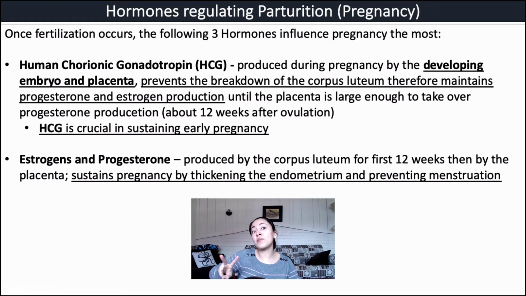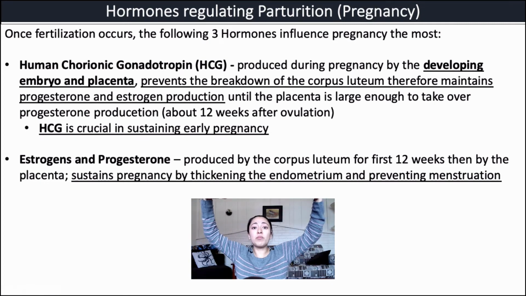So the other 2 hormones that are really important in sustaining pregnancy are estrogens and progesterone. Remember, these are produced by the corpus luteum for the first 12 weeks, then by the placenta. Once the placenta is large enough, it will take over and the corpus luteum is no longer needed. Estrogen and progesterone sustain pregnancy by thickening the endometrium and by preventing menstruation. So as long as you keep progesterone levels high, it prevents the uterine lining from shedding.